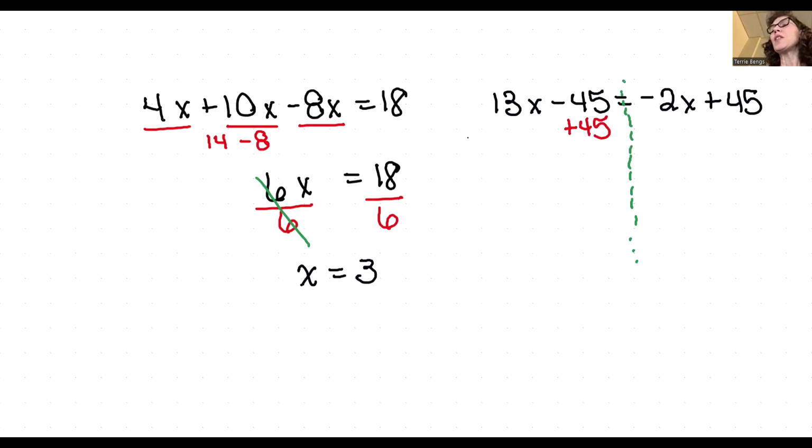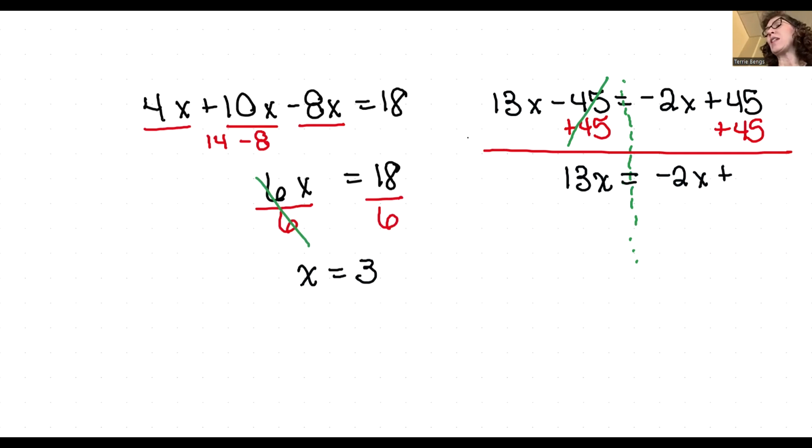And what we do to one side, we have to do to the other. But we have to combine it with a like term over there. So we're going to put it under the other 45 that's already there because they both are just numbers. They do not have a variable behind them. So when we do that, that will help us to cancel out that negative 45 and that positive 45 because they make a 0. And then we're left with 13x = -2x + 90, since 45 plus 45 is 90.